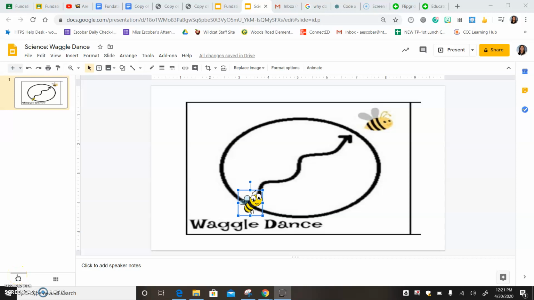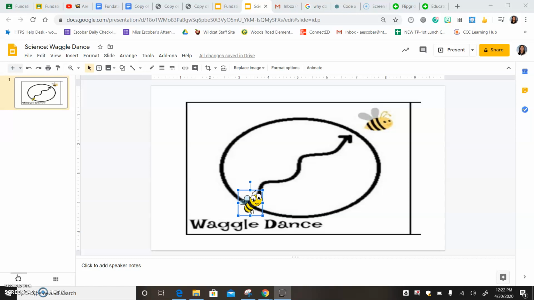Boys and girls, let's talk a little bit about how bees communicate with each other. When bees are outside and they have found nectar and pollen, they collect it and then they go back in the hive. Their job is to tell the other bees where they found the pollen and nectar. They don't tell each other by buzzing or talking. They tell each other where to find the pollen and nectar by doing a dance, and it's called the waggle dance.